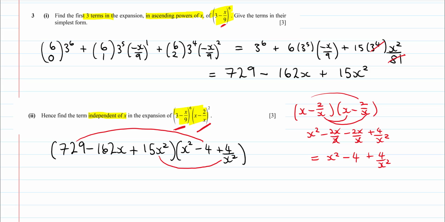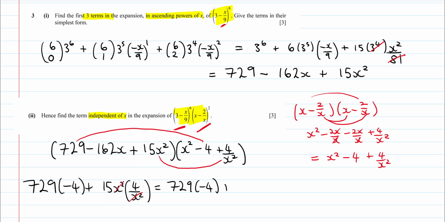So writing that out, we're going to get 729 times negative 4 plus, and I'll make it clear what terms we are multiplying, this 15x squared times 4 over x squared. We didn't really need to write those x squareds there. I was just trying to make it clear the terms we are multiplying together. So they'll cancel out. So this is going to equal 729 times negative 4 plus, well, 15 times 4 is 60.